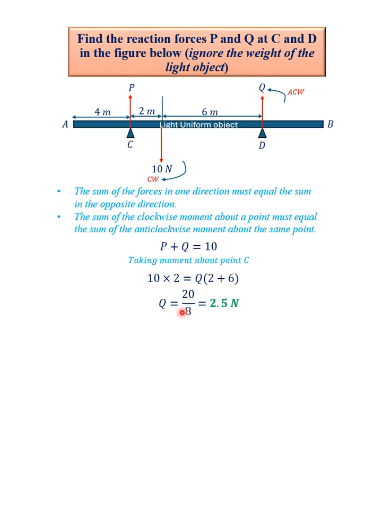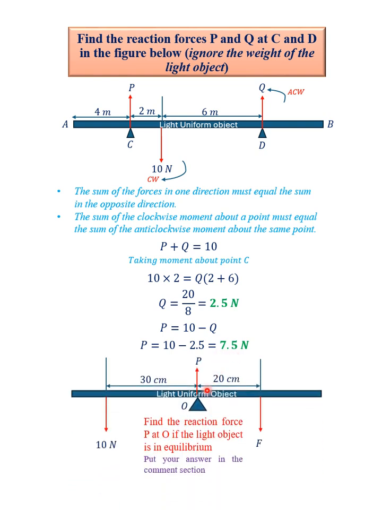We need to find the reaction force P. If we put the value of Q into this equation, we can find P. If we make P the subject of the formula, P equals 10 minus Q. If we put the value of Q here, 2.5, P equals 10 minus 2.5, and that is equal to 7.5 Newton. So the reaction forces we are looking for are 2.5 Newton and 7.5 Newton, and it is very, very simple.